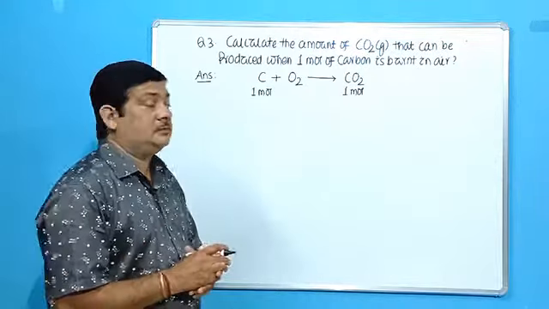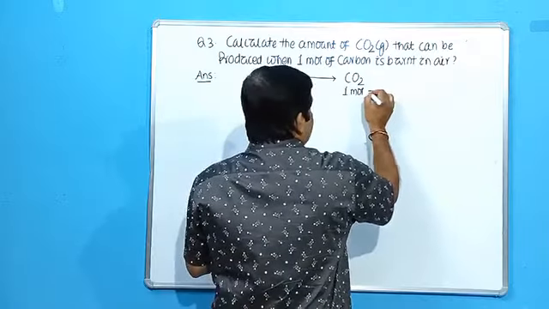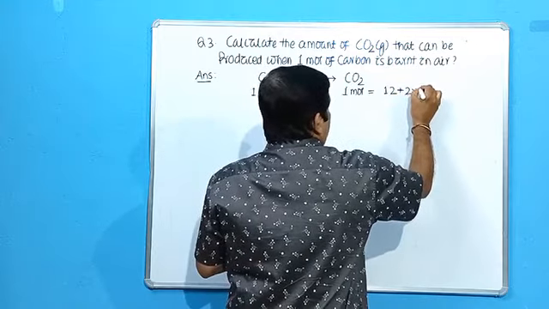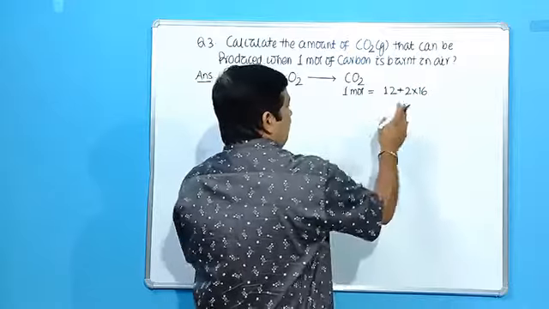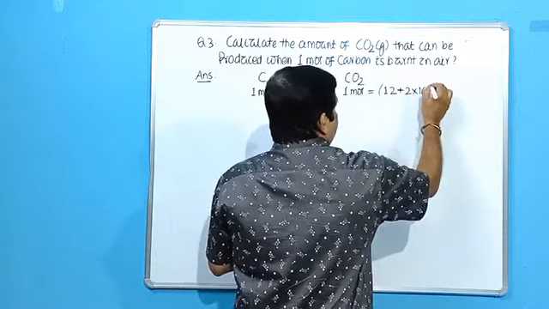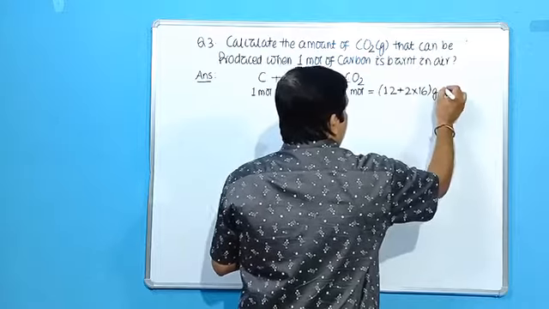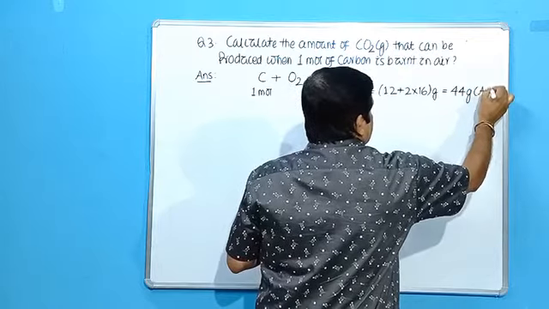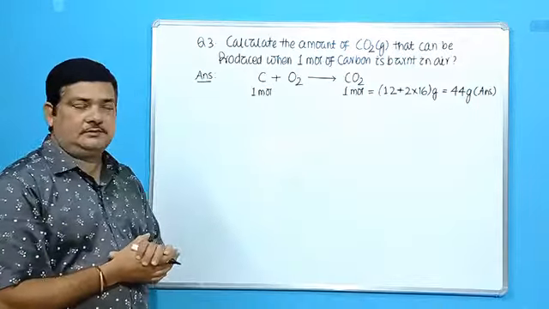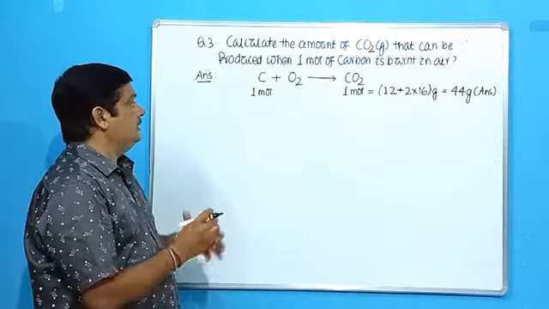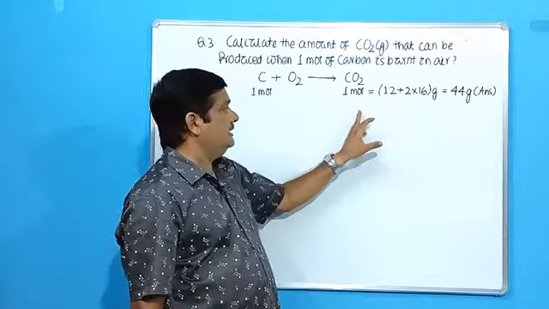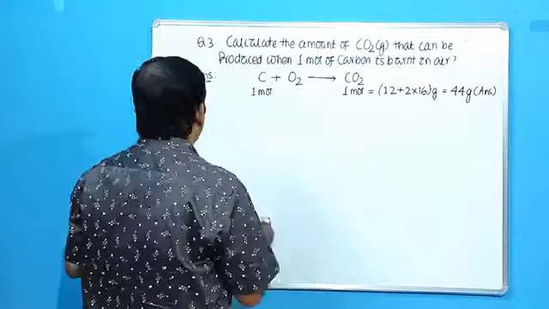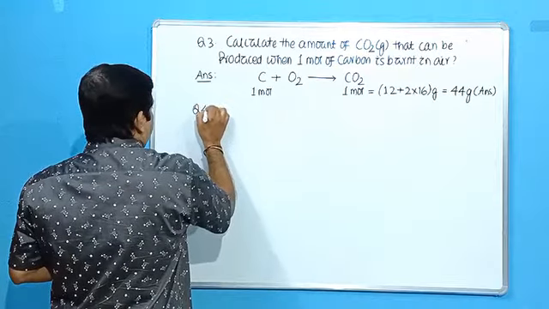But let us find out the mass of 1 mole of carbon dioxide. So 1 mole of carbon dioxide means molar mass, that is carbon is 12 plus 2 into 16 for oxygen, so 32, which is 44 gram. This is the answer. Very simple questions I have given to you. So 1 mole of carbon when burned in air will produce 44 gram of carbon dioxide. Okay, so this is question 3. Next we will move to question number 4.